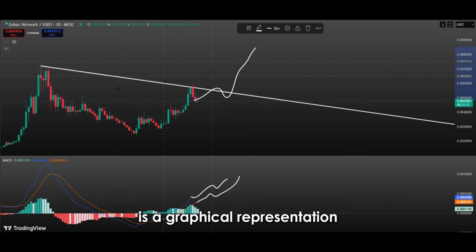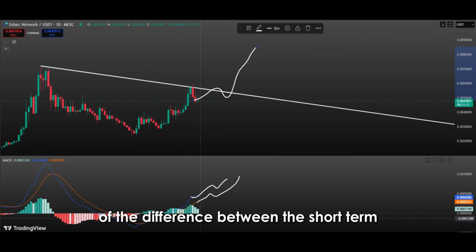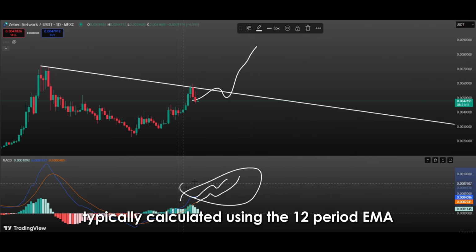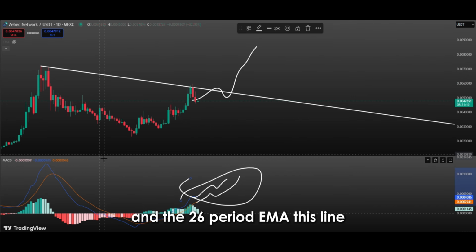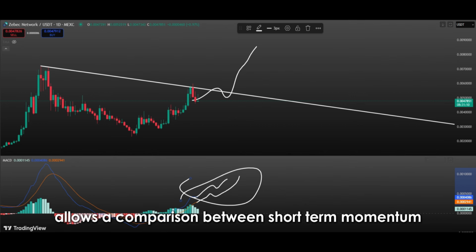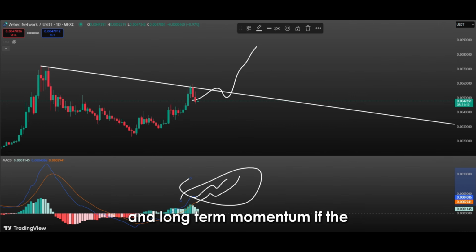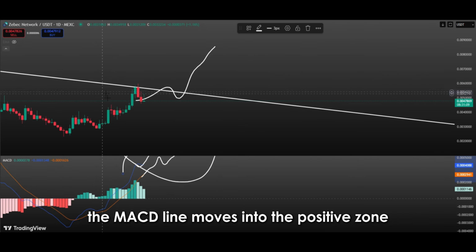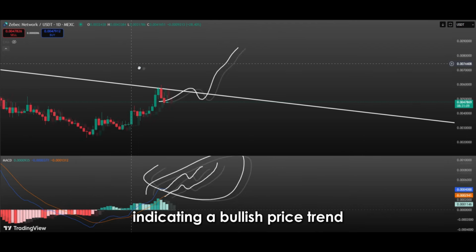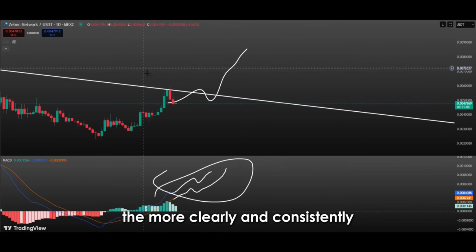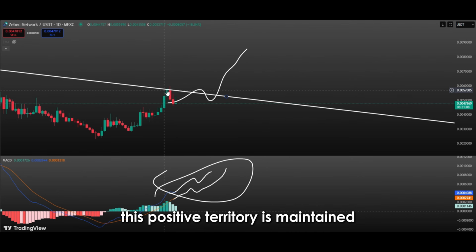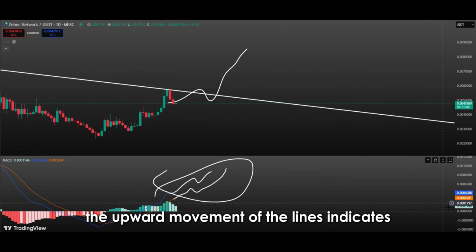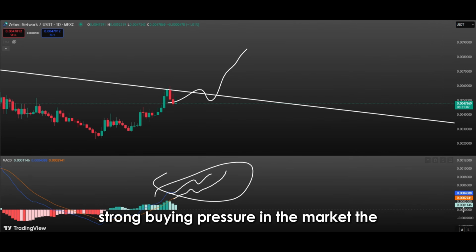The MACD line is a graphical representation of the difference between the short-term and long-term moving averages, typically calculated using the 12-period EMA and the 26-period EMA. This line allows a comparison between short-term momentum and long-term momentum. If the short-term EMA rises above the long-term EMA, the MACD line moves into the positive zone, indicating a bullish price trend. The more clearly and consistently this positive territory is maintained, the stronger the uptrend is assumed to be. At this stage, the upward movement of the lines indicates strong buying pressure in the market.